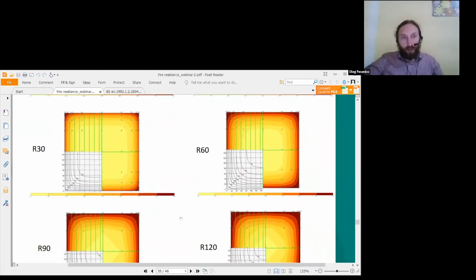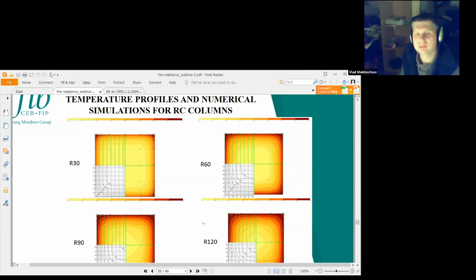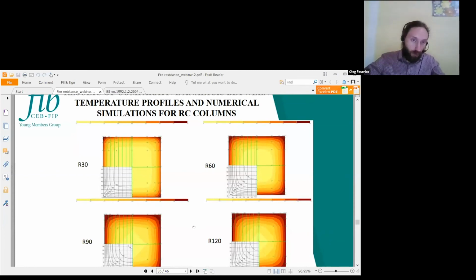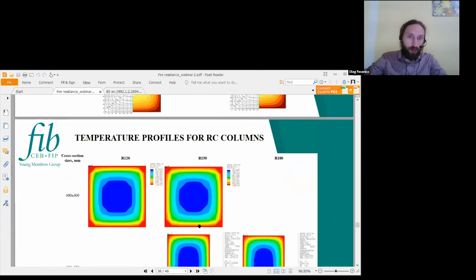I think so. It depends. The time of evacuation also depends on the type of building, and the standard fire resistance for columns is higher than for slabs or beams. It's typically, for Ukrainian norms, 2.5 and 3 hours.